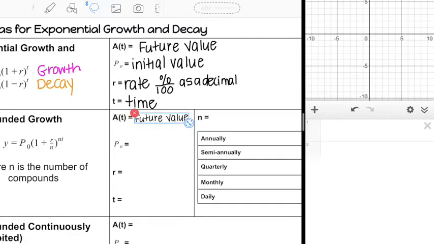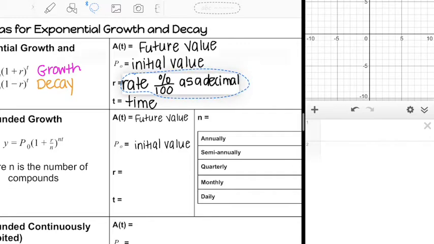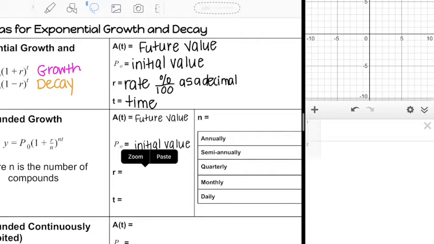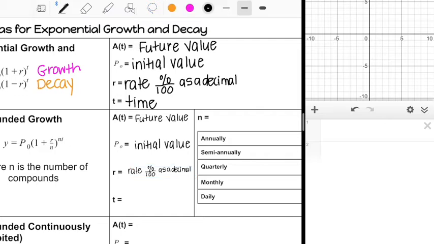So we have the future value. We have the initial value, which is still going to be that P sub 0. I have my rate, which is still going to be my r value. Remember, we're going to need to convert that from a percentage. And my t is still going to represent my time. Now, the difference is my n is my number of compounds.